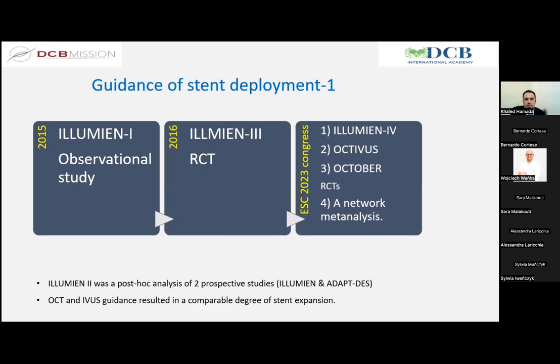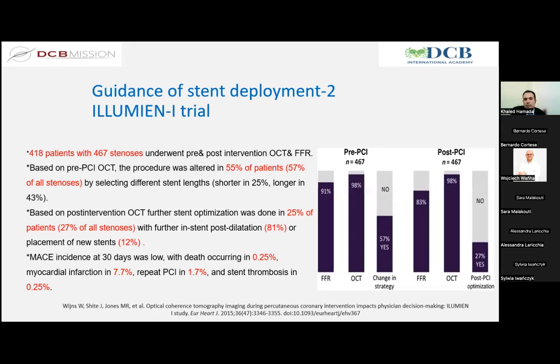OCT and IVUS guidance resulted in a comparable degree of stent expansion. This is the ILUMIEN I trial. They included 418 patients with 467 stenoses. They underwent pre- and post-interventional OCT and FFR.